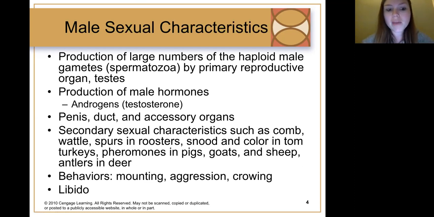So the behavior that males will exhibit when they're ready to mate will be mounting behavior. They may show aggression, and then crowing. Males also show libido, which is just that desire to mate.